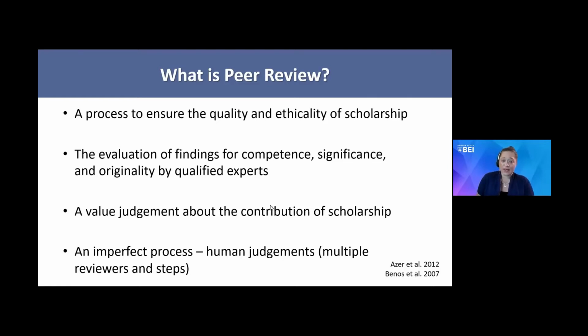Now, what I will say is the literature tells us a few things. When a paper is published, it is because it passes some bar for a contribution to science. And so we do have the process to ensure the quality and ethicality of scholarship and that the work we're reviewing follows proper scientific and educational approaches. It's also the goal of peer review to evaluate findings for competence, for significance, and for originality. And so the goal here is that we take the peer reviews and aggregate them together to inform a value judgment about the contribution of that scholarship.